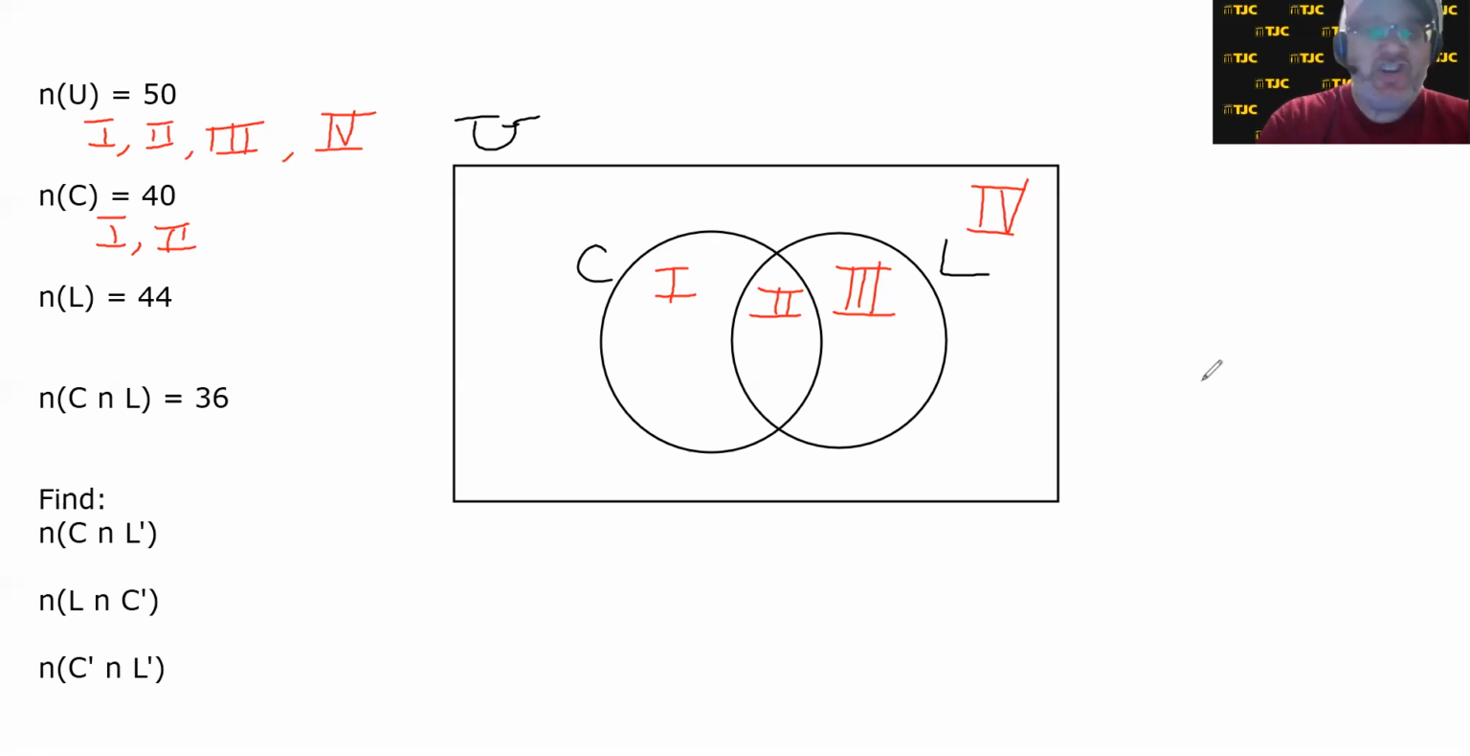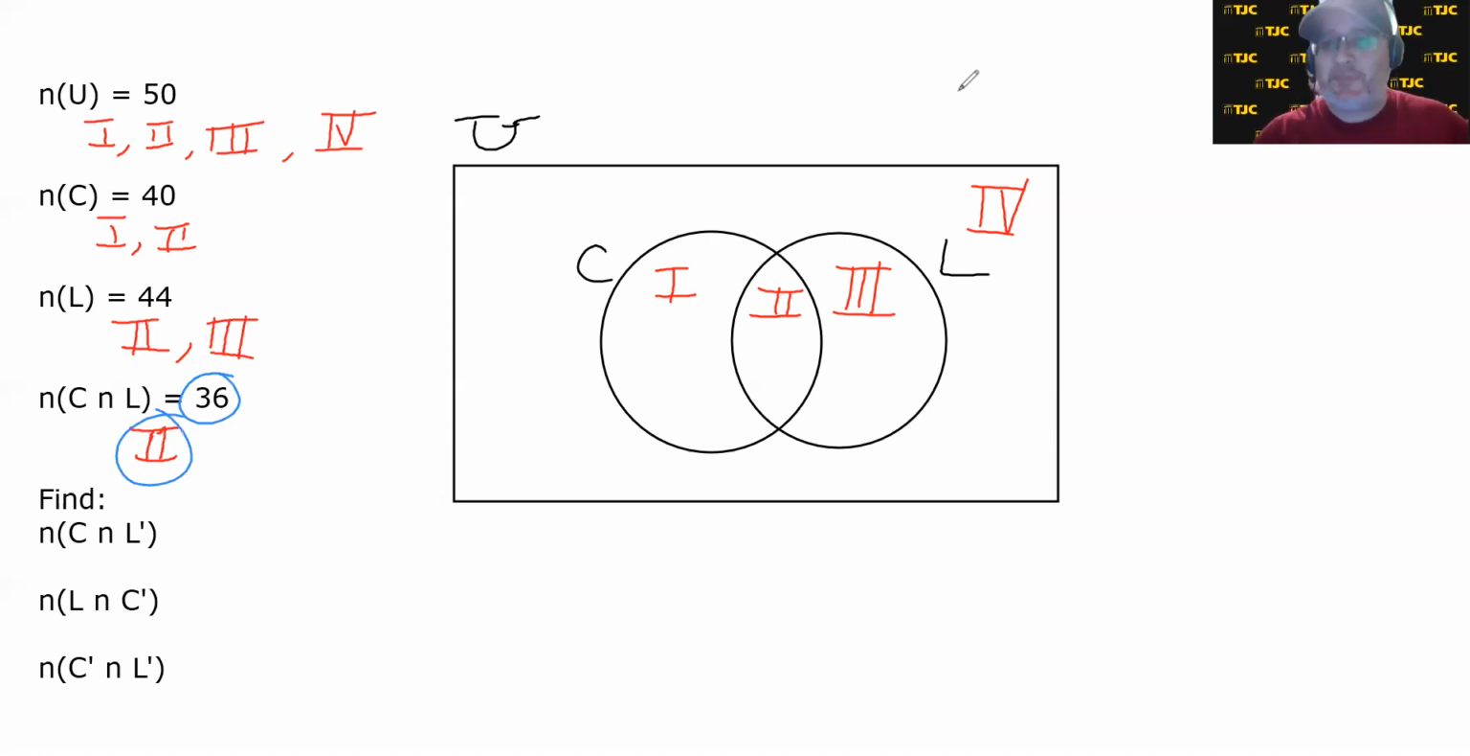The same thing for set L, whose cardinality is 44 and is represented by regions 2 and 3. So the 44 has to be split up into 2 numbers, but we don't know what they are yet. But what about the intersection? The intersection is region 2 and region 2 only. Now, why is this important? Because this 36 represents the cardinality of a single region, we don't have to split it up. We can just put it right where it belongs, which is the 36.